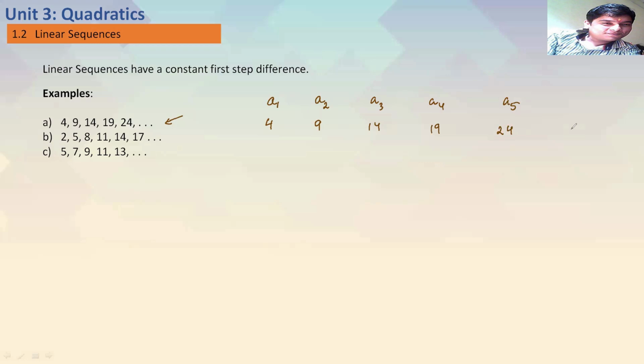Now, when I say first step difference, what does it mean? Take a look at this. This is very interesting. What is the difference between these two, A2 minus A1? 5. We are adding 5. What is the difference between these two? 5, we are adding 5. And again 5, and so on. So this is termed as first step difference. Christian, this is the first step difference.